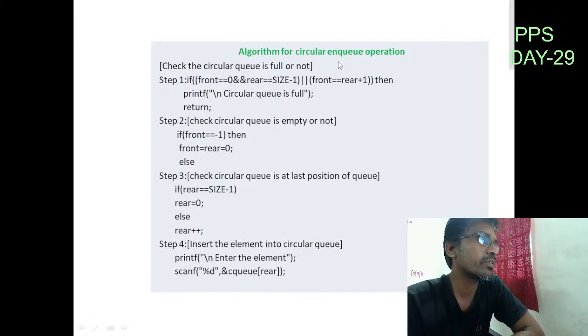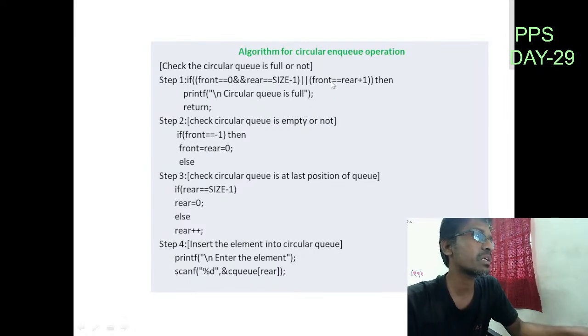So for performing an NQ operation, you need to check if front value is equal to 0 and rear value is equal to size minus 1, or if front value is equal to rear plus 1. That means the front pointer or the rear pointer will be a next one is a front pointer. I hope you'll be understanding what I'm saying.